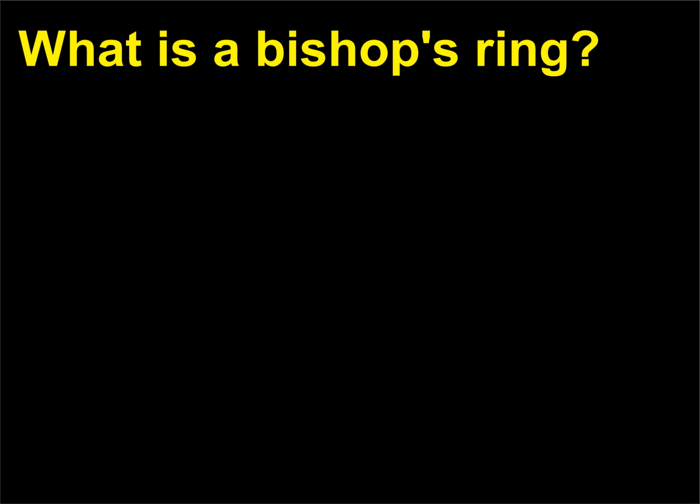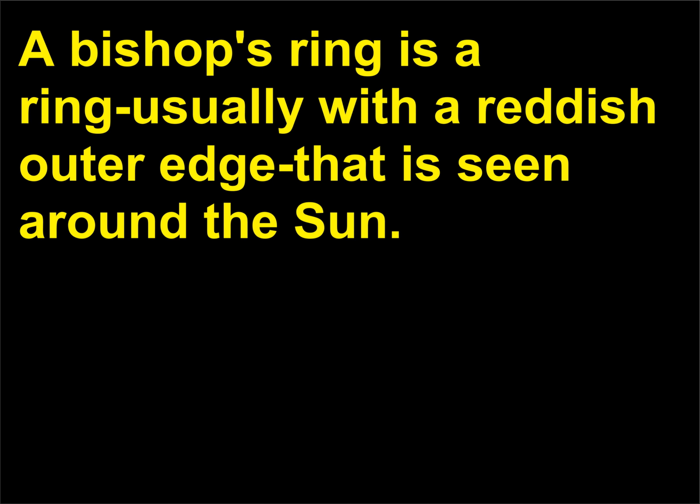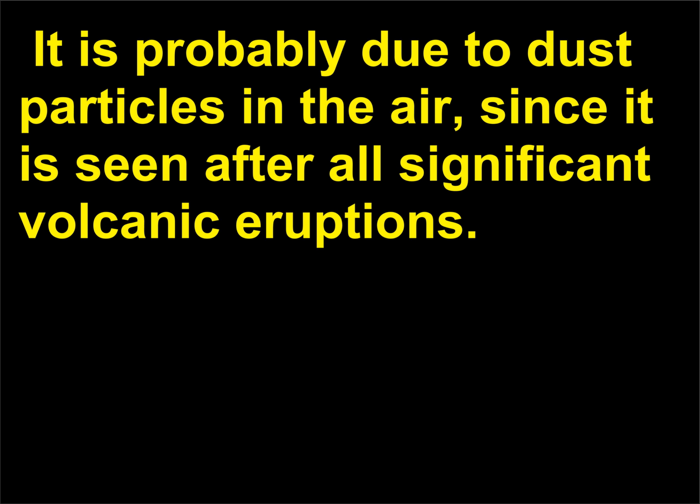What is a bishop's ring? A bishop's ring is a ring usually with a reddish outer edge that is seen around the sun. It is probably due to dust particles in the air, since it is seen after all significant volcanic eruptions.